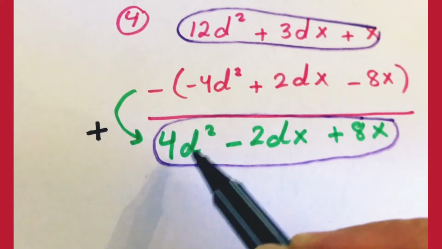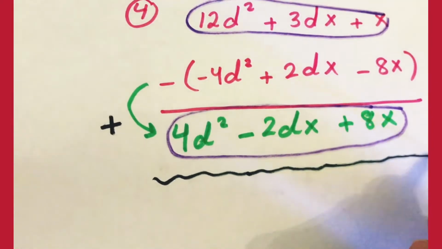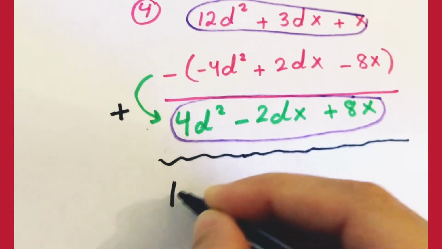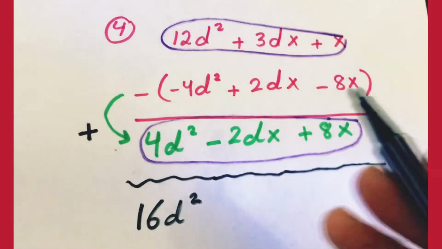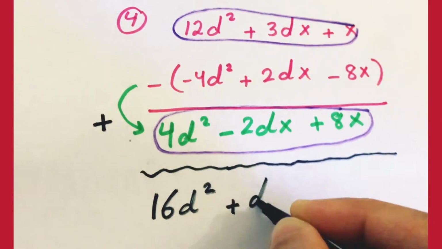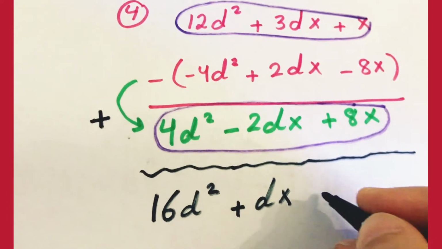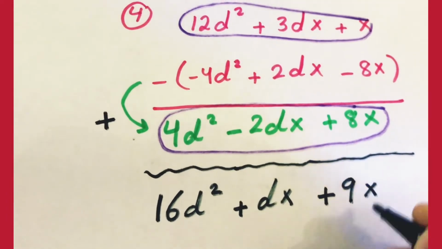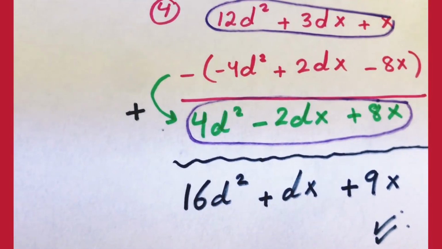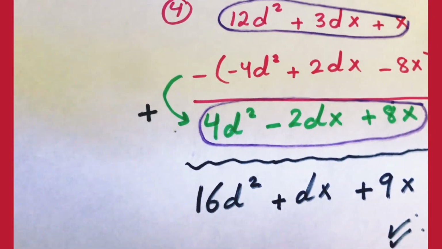12d square plus 4d, let me put it like this. Okay, 12d square plus 4d, it will be 16d square. 3dx minus 2dx, it will be plus dx, 1dx, but I'm not going to write it. X plus 8x, it will be plus 9x. I hope that was easy for you. If it was not easy, just go back to the question again and watch it again.